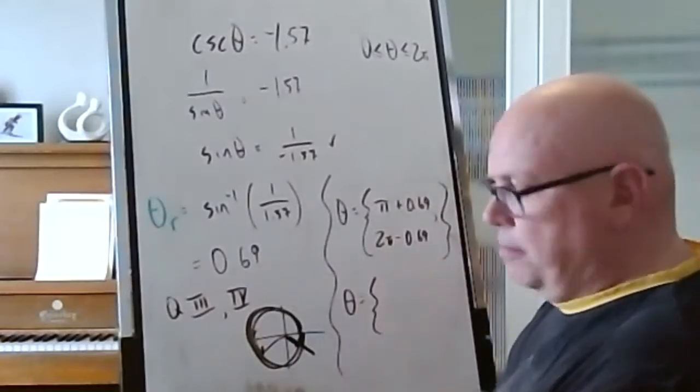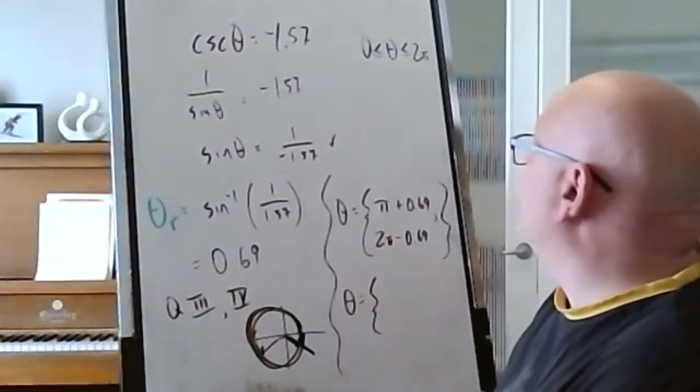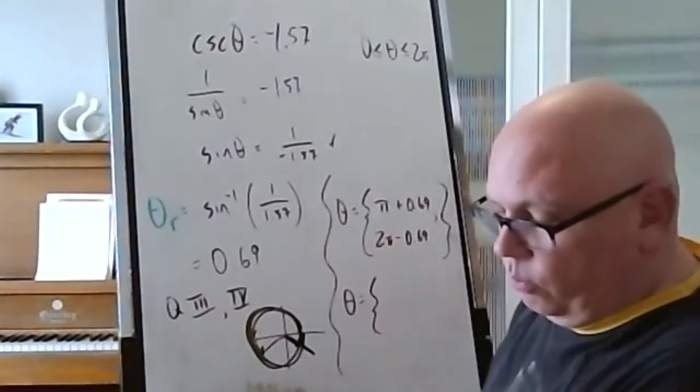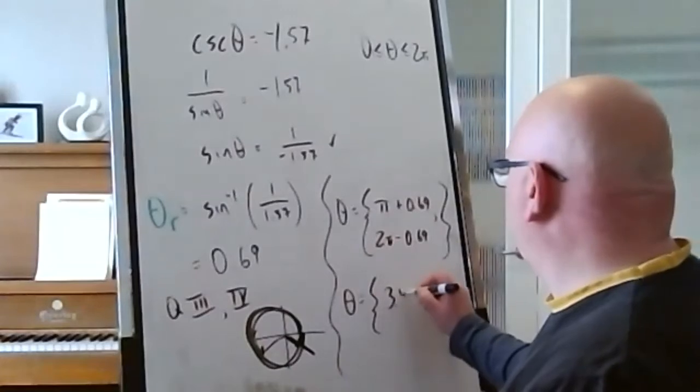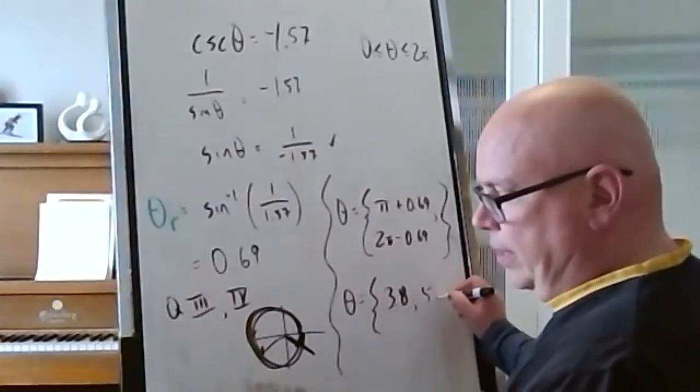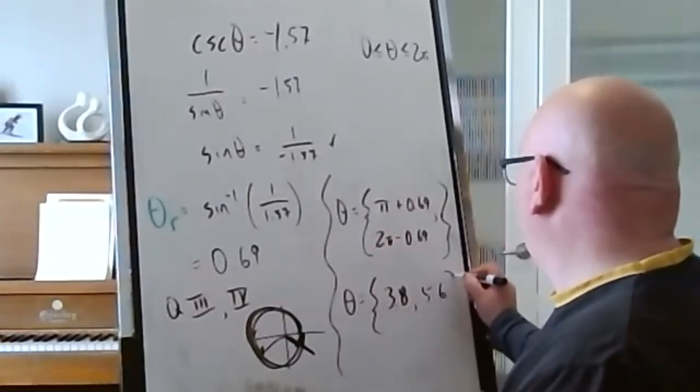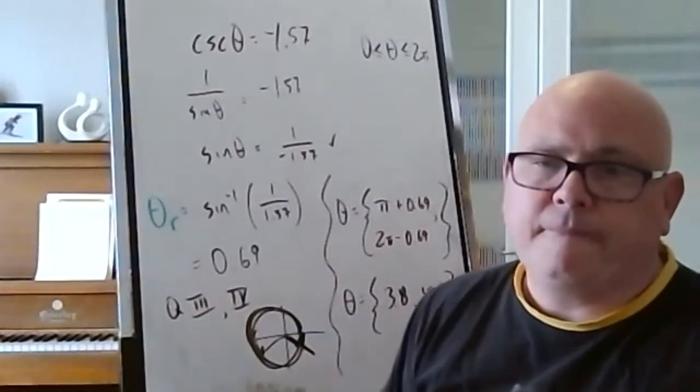Let's turn them both into decimal. It asks us to the nearest tenth of a radian, so we're looking for 1 decimal place, and so we get our two answers, 3.8, 5.6, if we are rounding correctly.